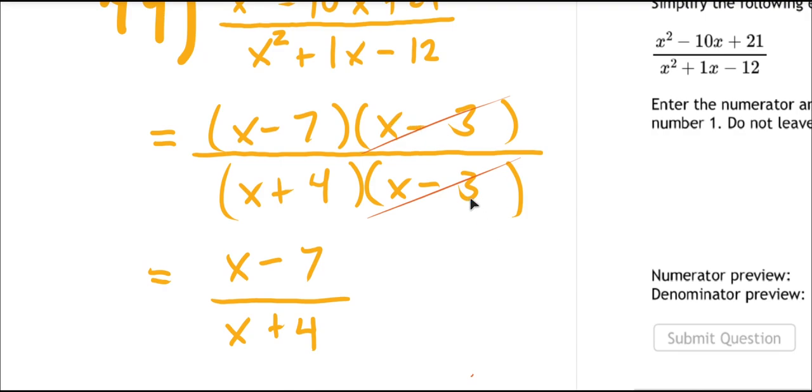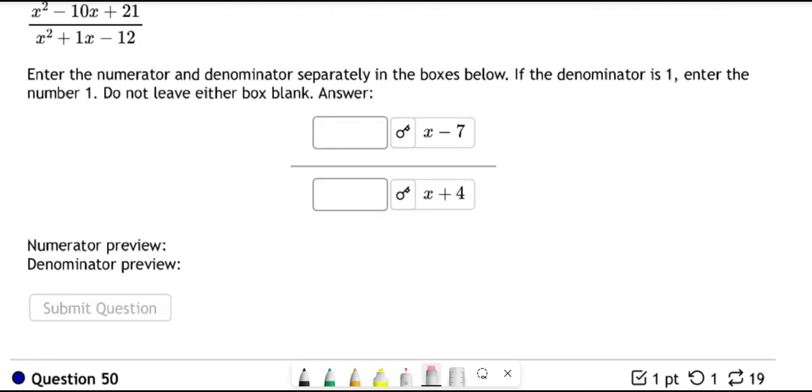The x minus 3's on the top and bottom cancel, as long as x is not 3 itself, and we wind up with x minus 7 over x plus 4, as noted.